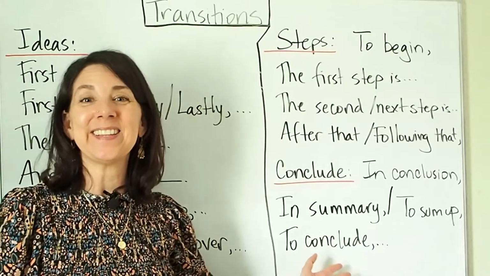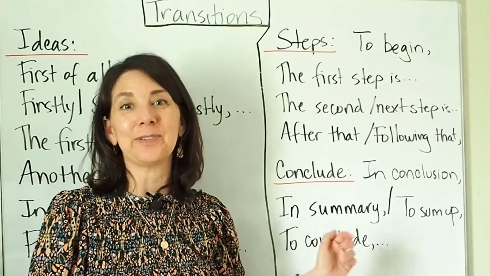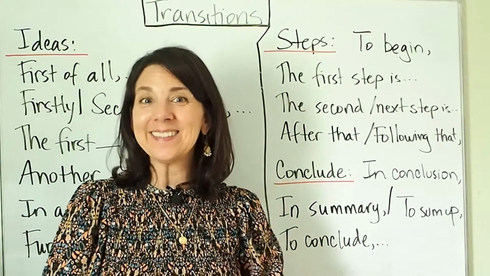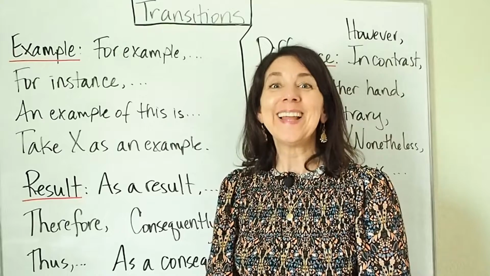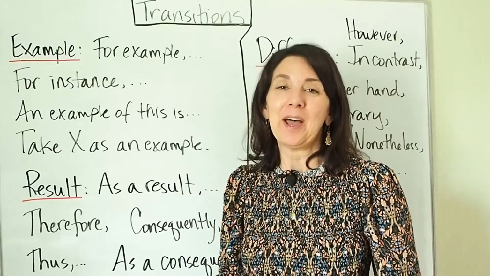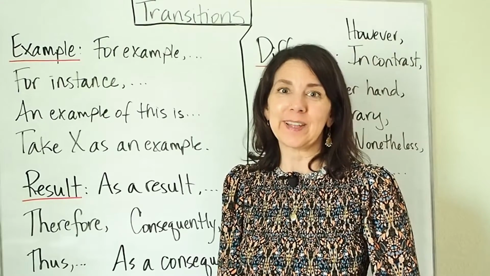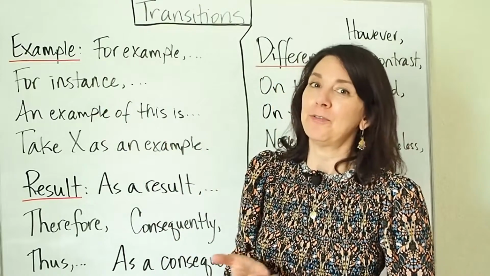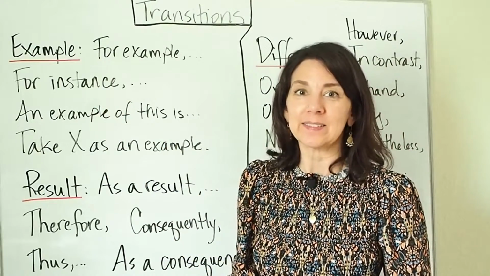And again, notice that these go at the beginning of a sentence followed by a comma. Okay, let's see a few more types. Next, let's see some transitions that you can use to give an example. Of course, you can say, for example. You can also say, for instance, which has exactly the same meaning.